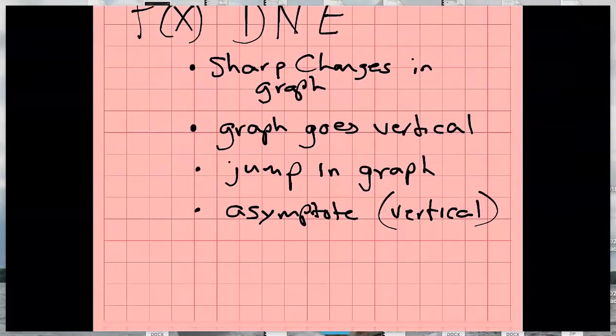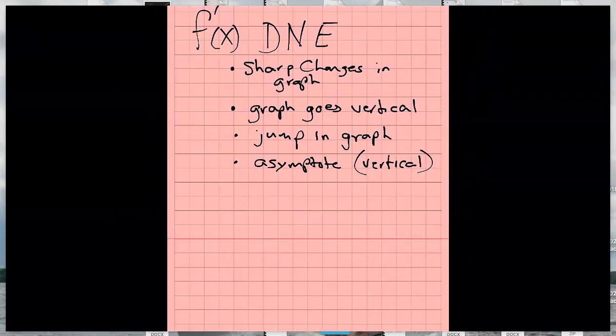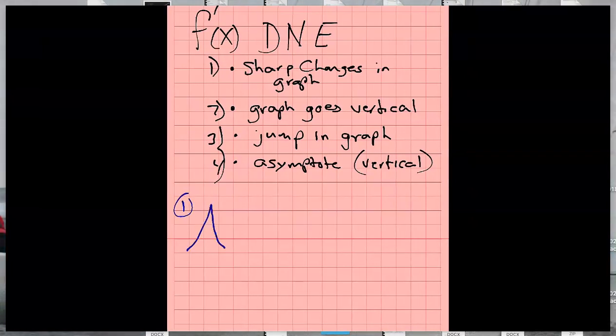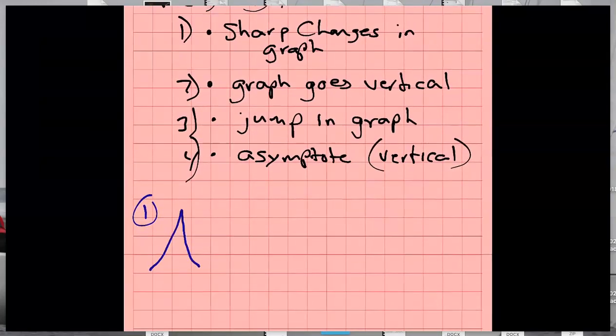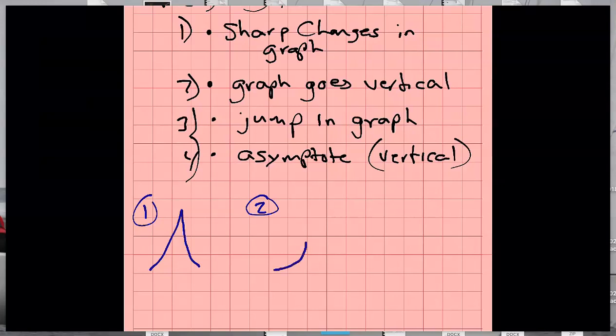So when you think about ways I can draw all these things, if I label them 1, 2, 3, 4 and say, okay, what are they going to look like? Sharp change in the graph. That might be if the graph goes up and goes back down like that. The second one, when the graph goes vertical, looks like this, and then it goes over here. So when you're talking about where it doesn't exist, it doesn't exist right there. f prime of x doesn't exist right there because the slope is undefined.